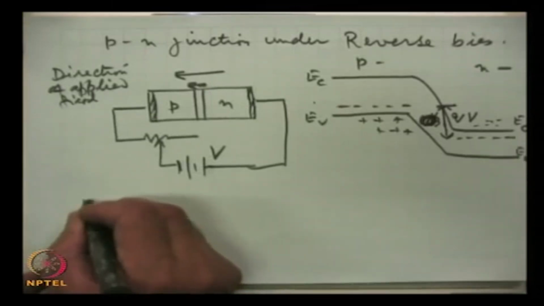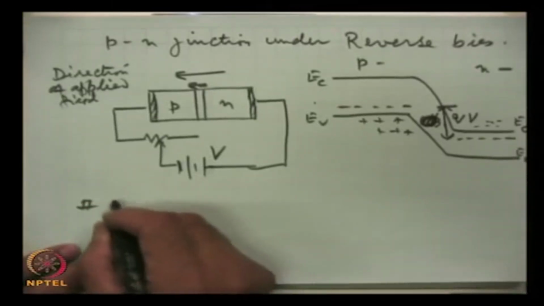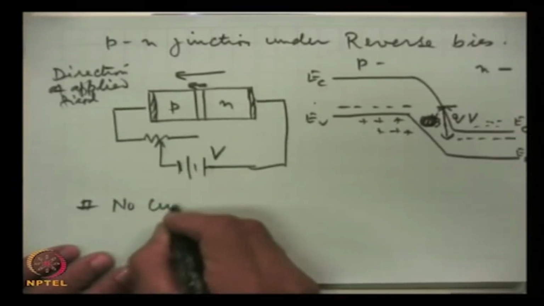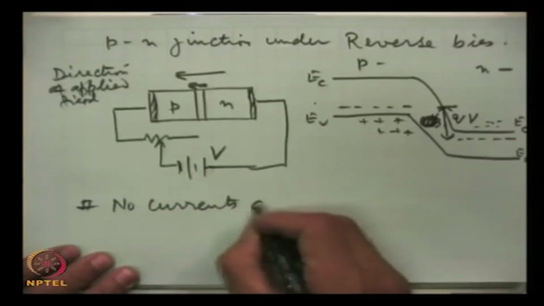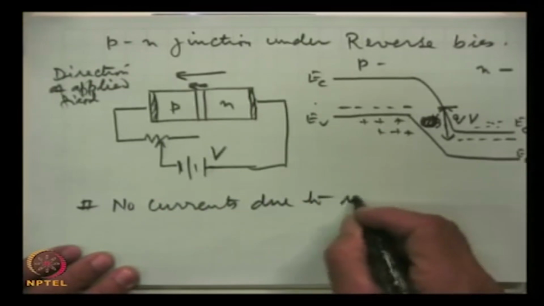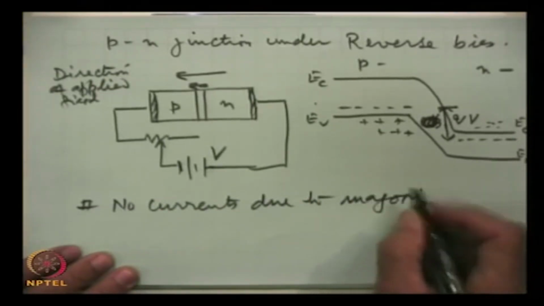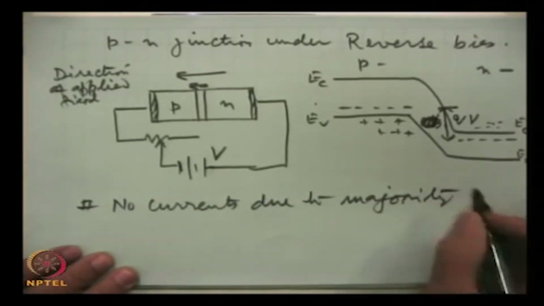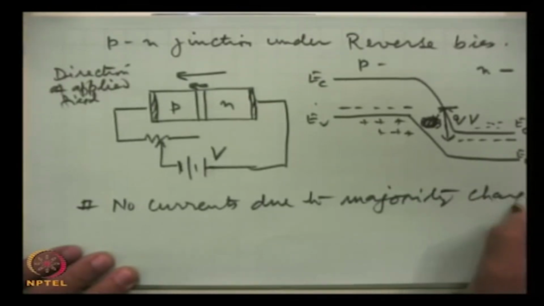So, first thing we can conclude is no currents due to majority charges.